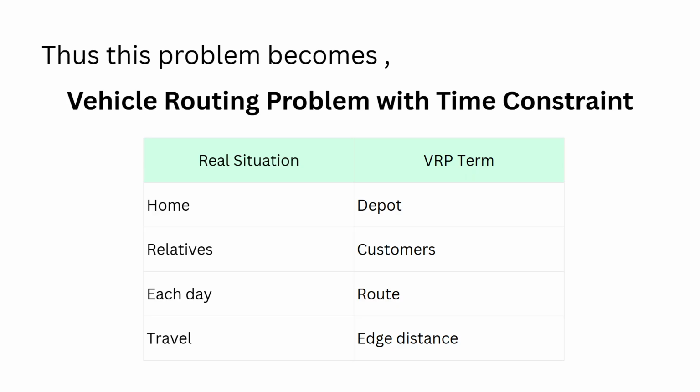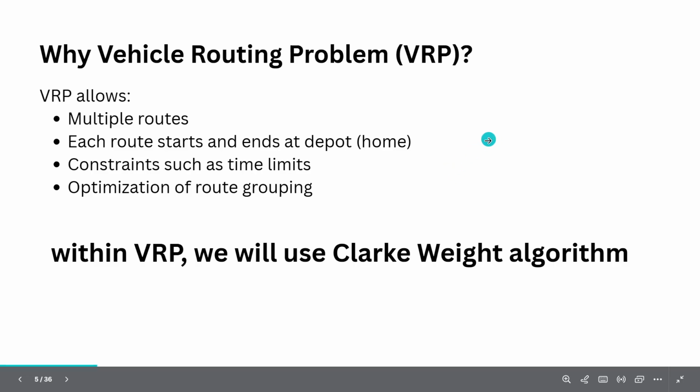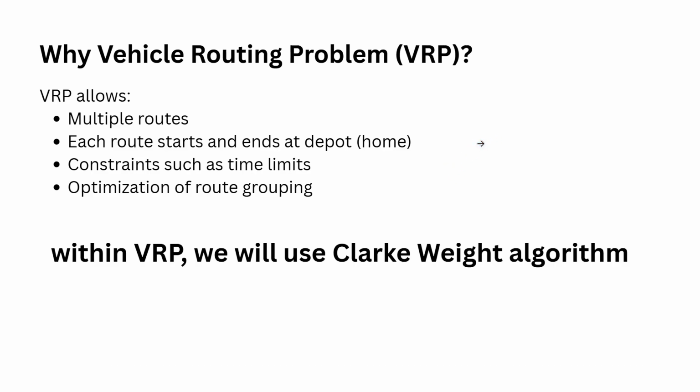This problem becomes a vehicle routing problem with time constraints. In the real world, it maps to: home becomes the depot, relatives become the customers, each day becomes a route, and travel becomes the edge distance in VRP terms. So why vehicle routing problem? VRP allows multiple routes. Each route starts and ends at the depot, home. Constraints such as time limits, and optimization of route grouping. Within VRP, we use the Clarke-Wright algorithm.